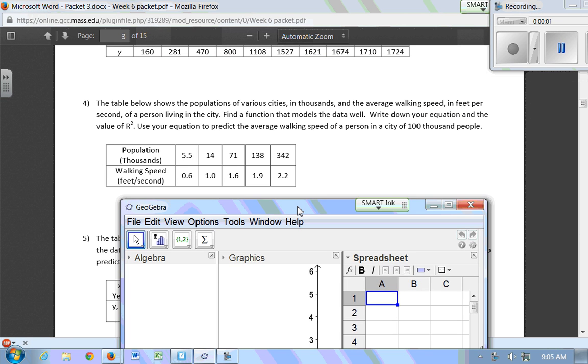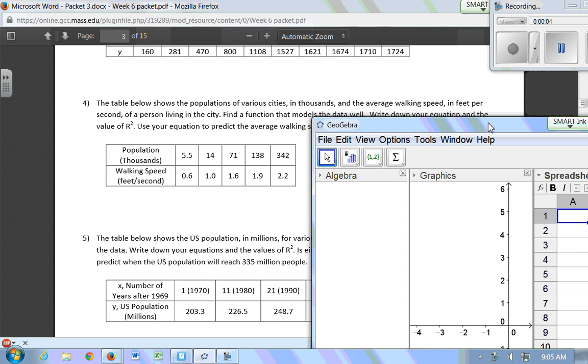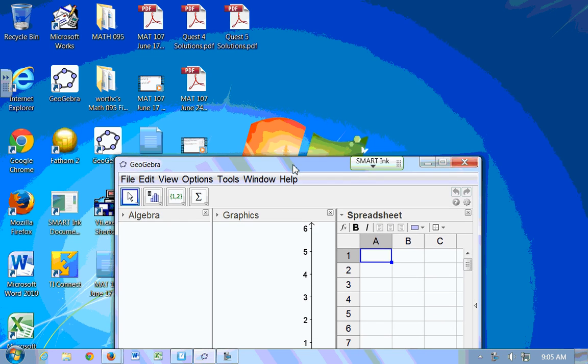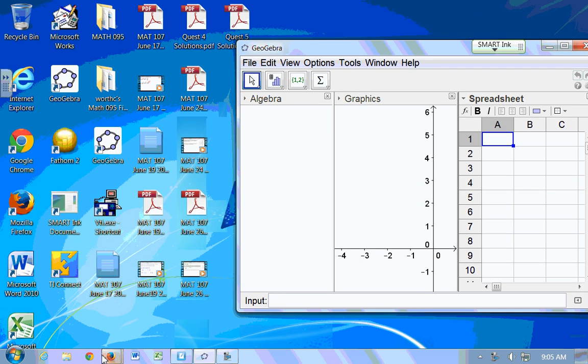Okay, so we're doing number 4 from the regression worksheet, walking speed versus population. Oh, why did that just happen?